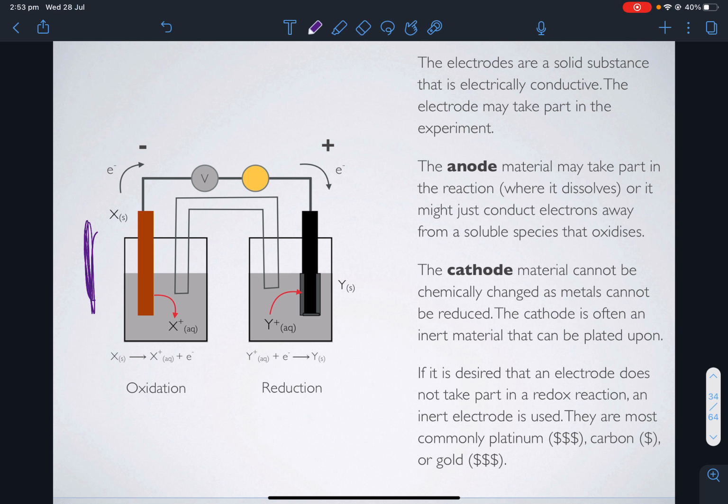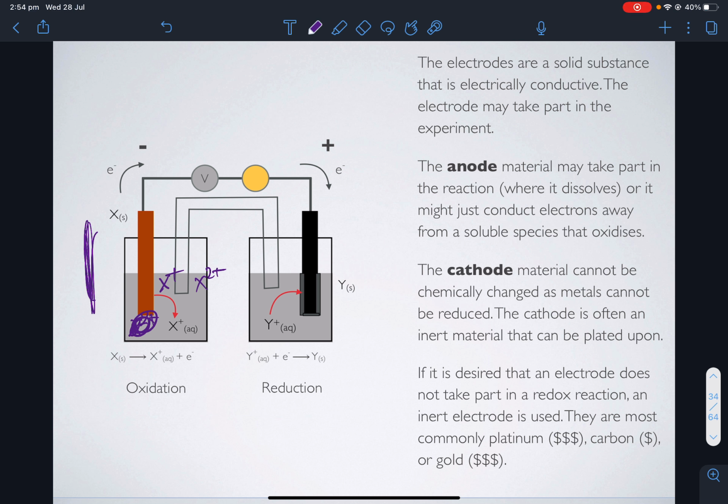It could be something else, and what we can do is get two different ion species. Imagine instead of it being a solid going to a plus aqueous, it being a plus aqueous going to a 2 plus aqueous. As long as oxidation is happening, it doesn't really matter. You can get oxidation from one ion to a higher oxidation state in the liquid, or you can get the metal being oxidized and going into solution too. So those are the two options for your anode. It can take part in the reaction, or it might not. It might just be there to conduct electrons.